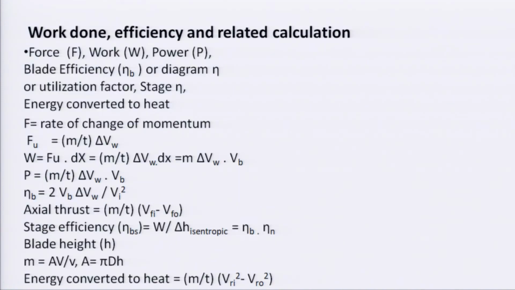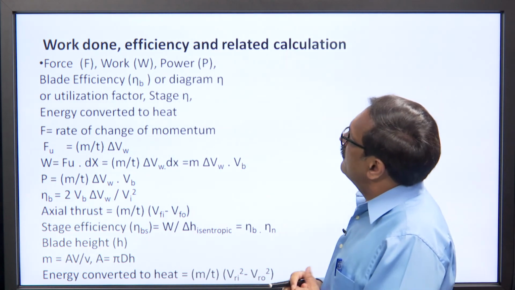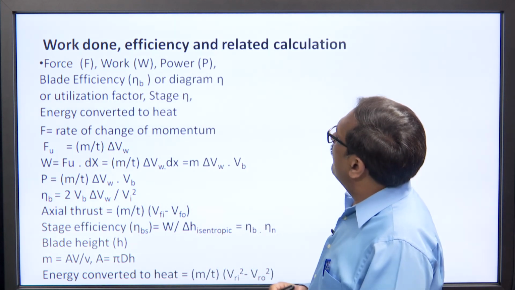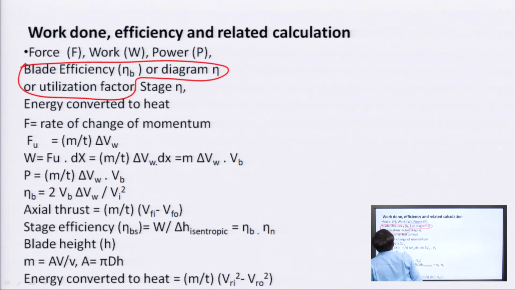Now, how will you find out the energy calculations, work done, etc. from this velocity triangle? These are some of the things which we have to find out: work output, power output, blade efficiency, diagram efficiency or utilization factor. These three things are the same. Somewhere it is mentioned as the blade efficiency, somewhere as the diagram efficiency, and somewhere as the utilization factor. All three are the same. Another term is the stage efficiency. Some of the energy is lost due to friction, which is converted into heat in the blade, and that we can find out.